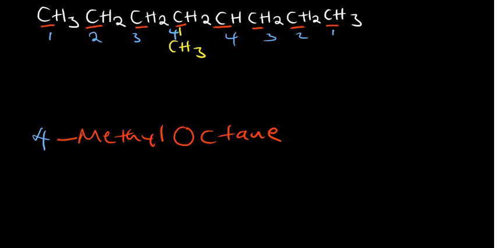So I've already introduced you to 2 rules already. One is that you need to give the subchain the lowest possible positioning, and the other one is that the parent part is supposed to be the longest chain of carbons. Okay, we can now move.